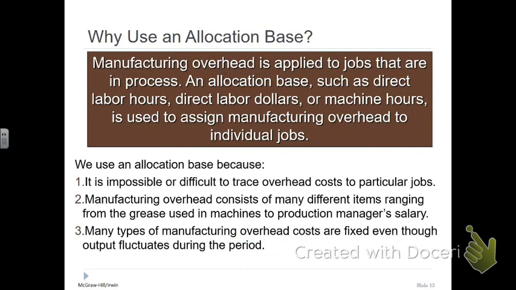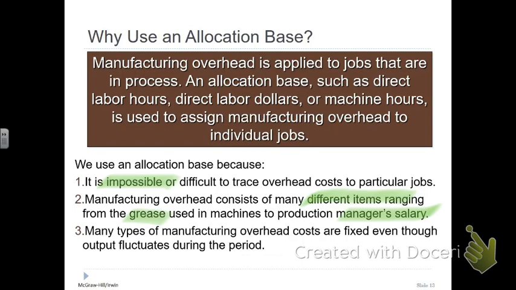Okay. Why do we use an allocation base? I would argue the reason is, if we can trace it, we trace it. But it's impossible to trace everything to a particular job. It's impossible to know how much glue they used or how many nails they used, and it wouldn't be worthwhile to count the number of nails used on a particular job site. Keep in mind it also consists of a lot of different items. It could be the salary of the supervisor as well as the greaser, the nails, or whatever else.